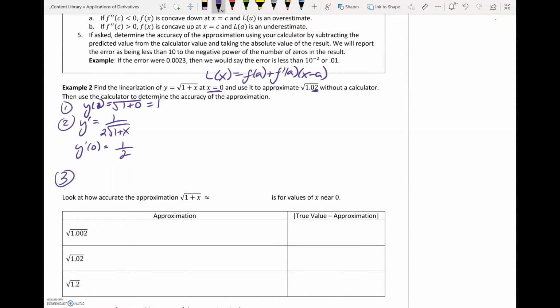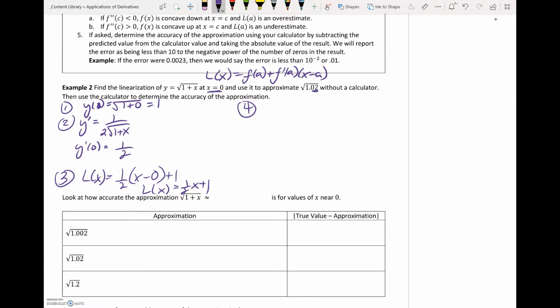Now the next step is to find the tangent line equation, or the linearization equation. And the format is y prime of 0, which is a half, times x minus a, and our a in this case is 0, plus f of a, or in this case y of 0, which is 1. So the equation we're going to use is 1/2 x plus 1.